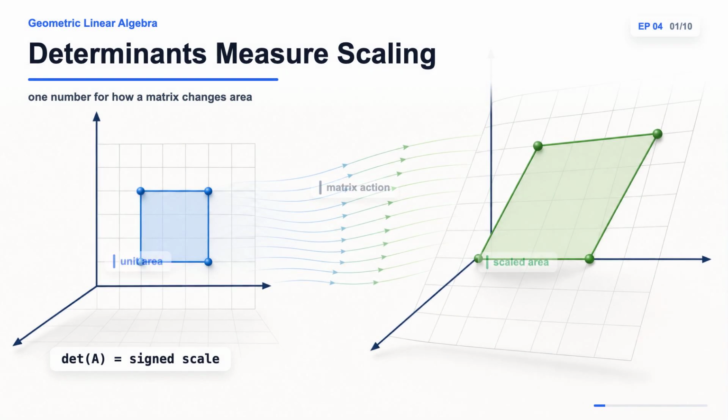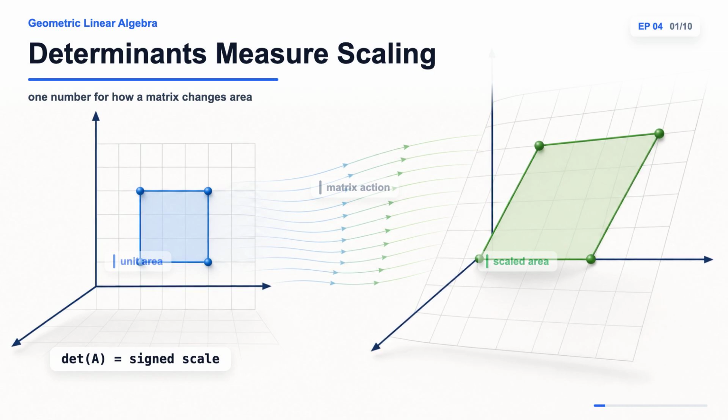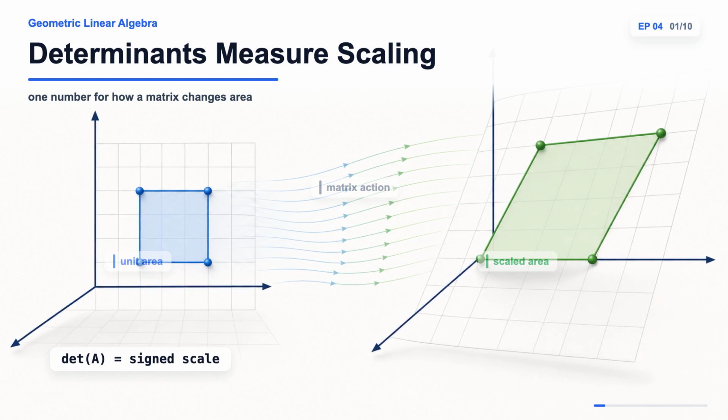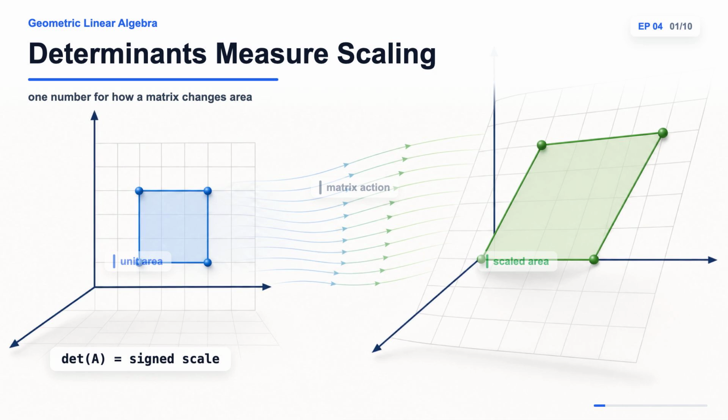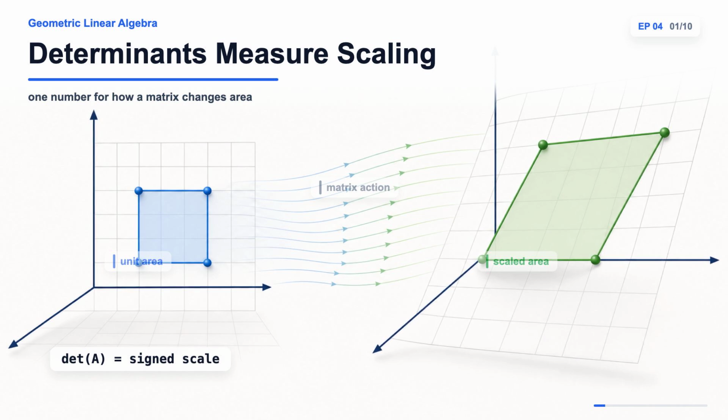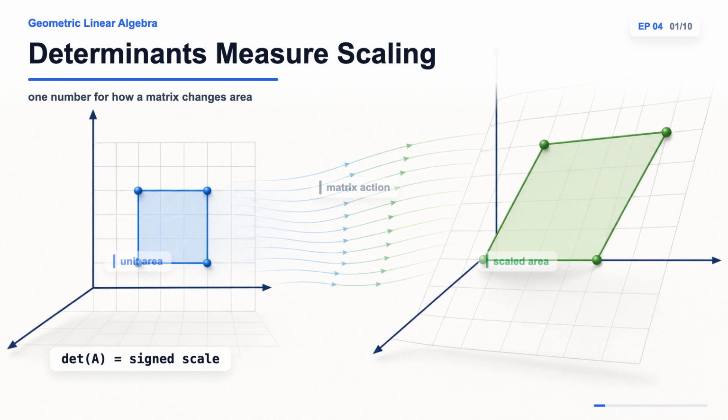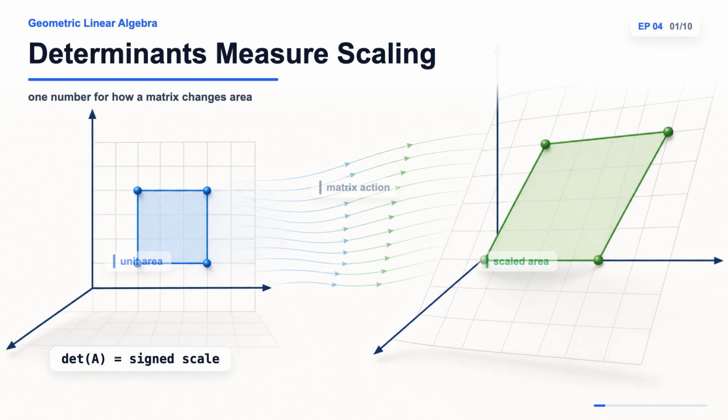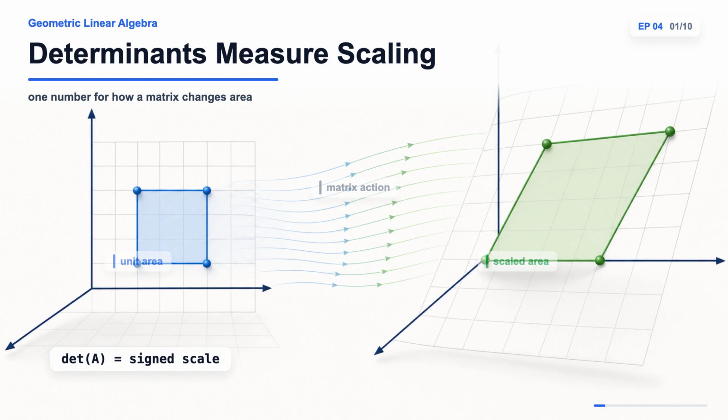In the last episode, we saw a matrix as a transformation of the whole space. Now we attach one number to that transformation, the determinant. Geometrically, the determinant measures how the transformation scales area in 2 dimensions or volume in 3 dimensions. If the determinant has absolute value 3, every area becomes 3 times as large. If the determinant has absolute value 1/2, every area is cut in half. The sign adds one more piece of information, whether orientation is preserved or flipped.